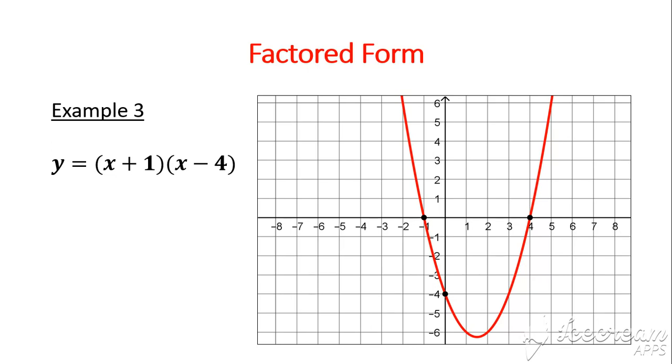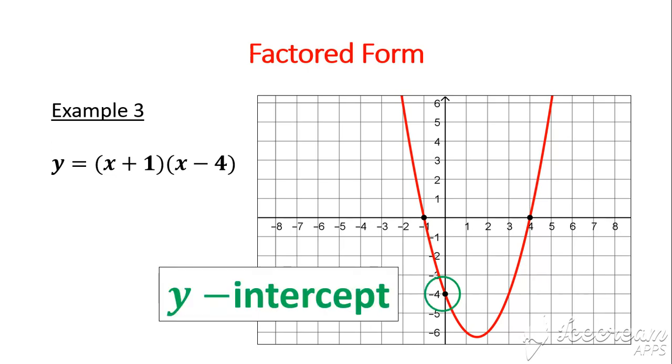Now we've got roots, we've got another point down here which crosses over the y-axis. This is called the y-intercept. So we have x-intercepts where it crosses over the x-axis. We have a y-intercept where the graph crosses over the y-axis. You should remember that word from the linear function work.